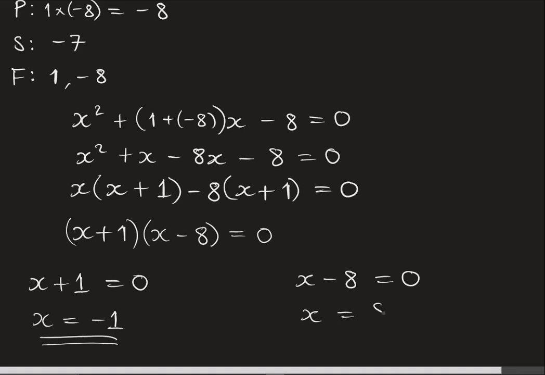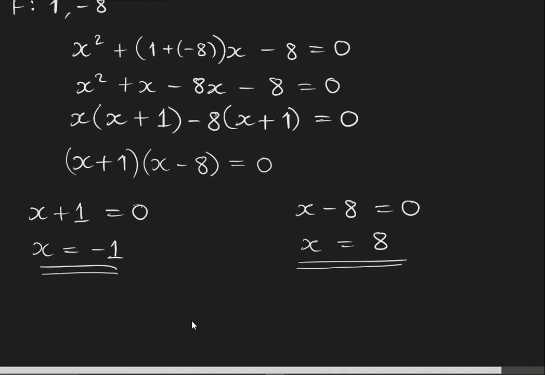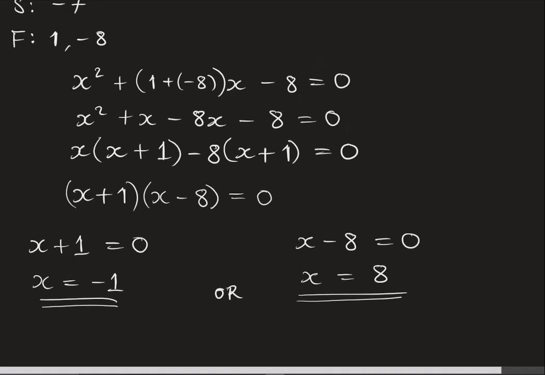X is going to be equal to 8. So we have got two solutions. X is equal to -1 or x is equal to 8. Both of these should be correct solutions if you plug them into the earlier algebraic expression that we are solving.